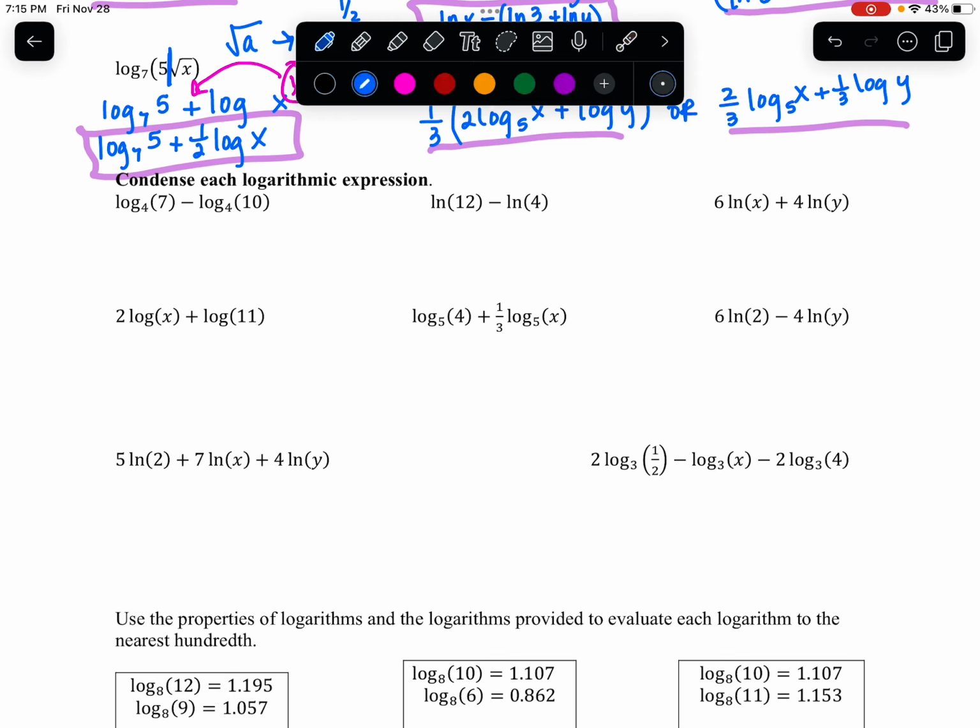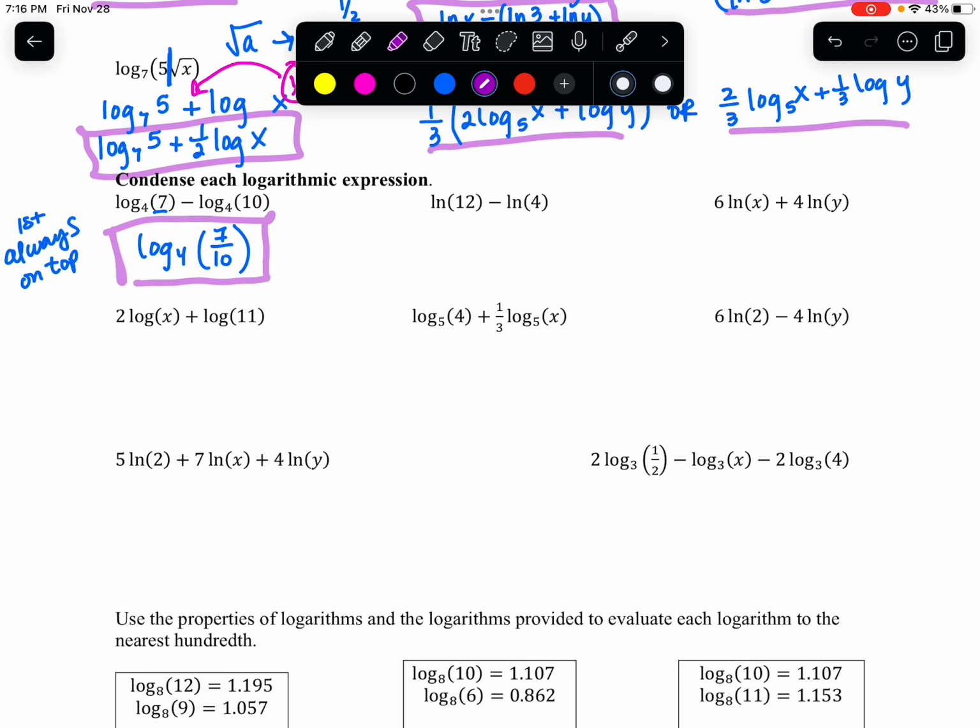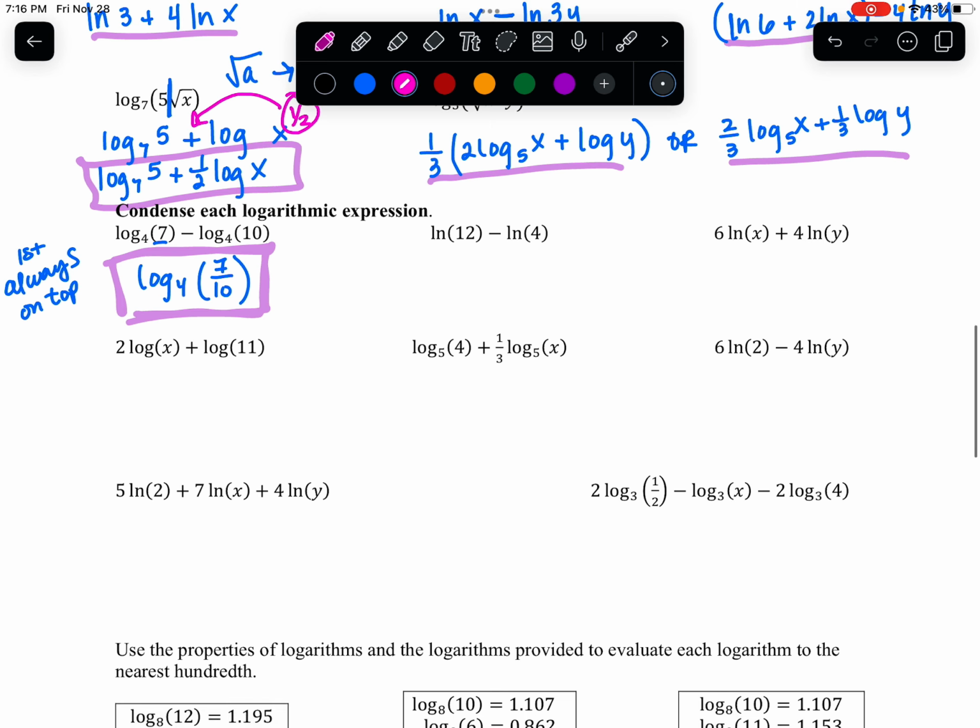Okay, so let's look at this first one. I see subtracting here. Well, subtracting means dividing. So this always goes on the top. This is always on the bottom. Okay, first is always on top. So it's log base 4 of 7 over 10. And that, my friends, was it. I actually always think condensing is way easier than expanding. But yeah. You guys can do the next one.